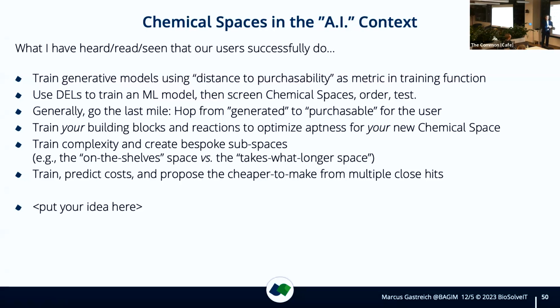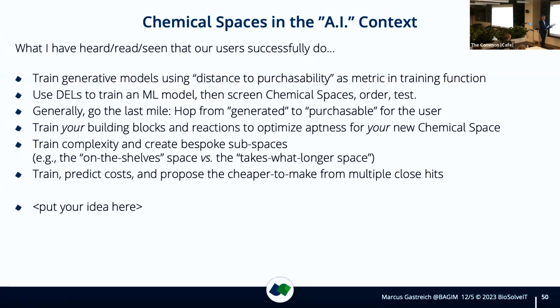Train your own building blocks and the reactions and find out what building blocks might be good for what reactions so that I can create an own combinatorial space. Or train the complexity and create bespoke subspaces. So for example, something that has more complex reactions where the compounds may be more expensive, something for later stages potentially, or something which is cheaper. That's also what clients do. Yeah, for example, the on-the-shelf space versus the take somewhat longer space.